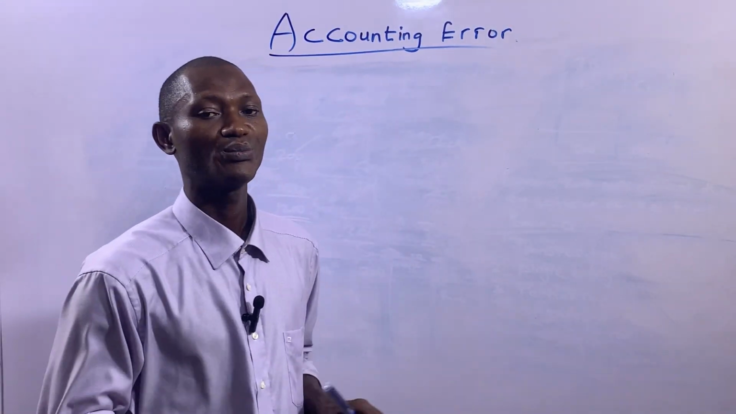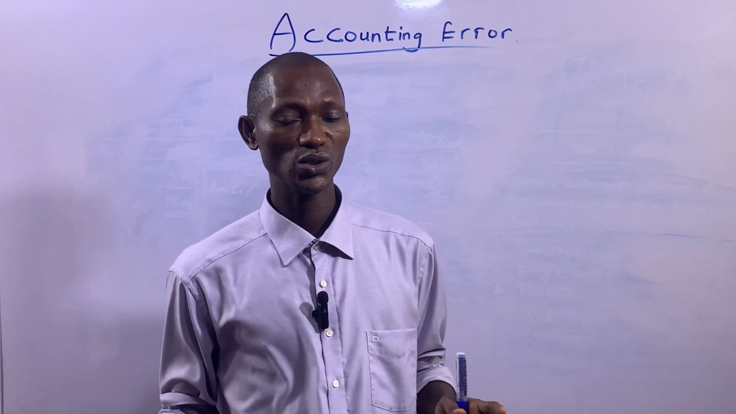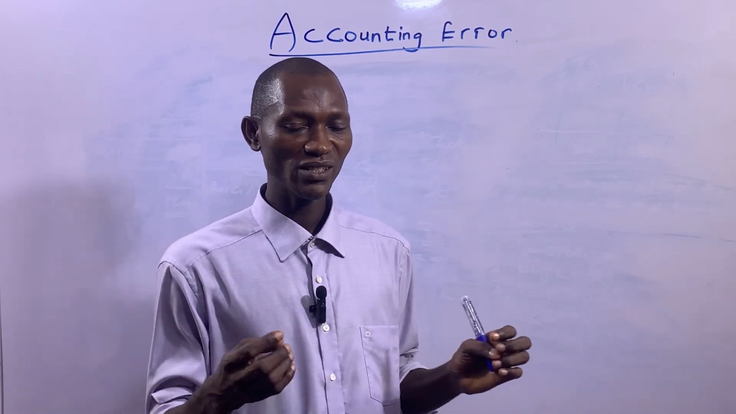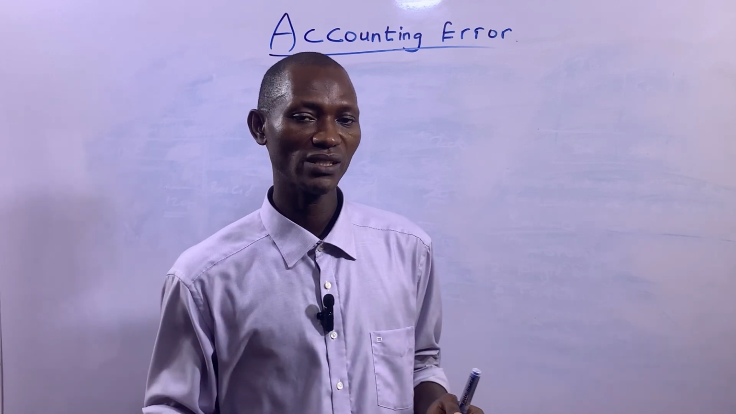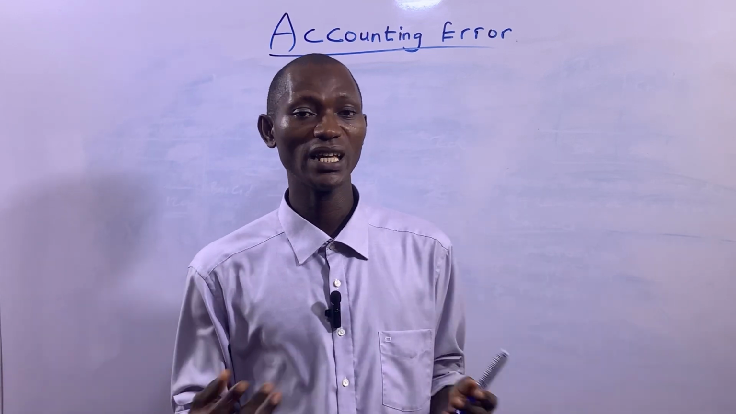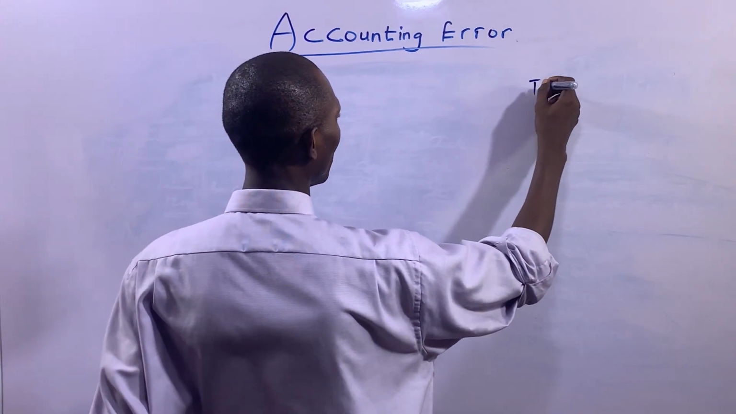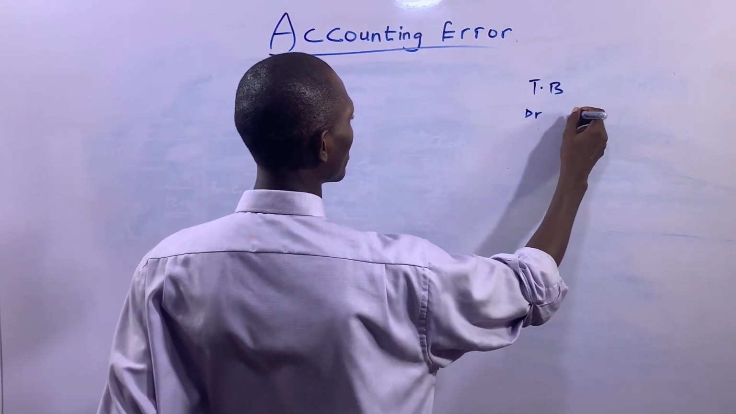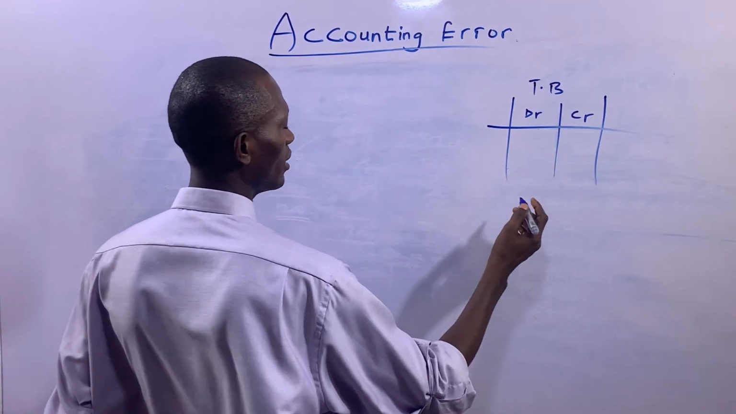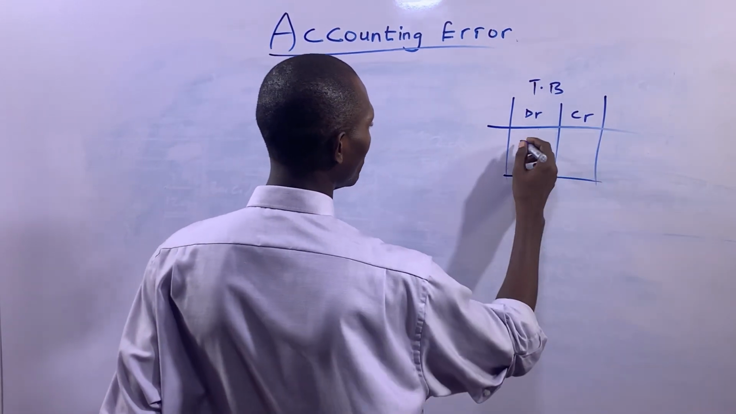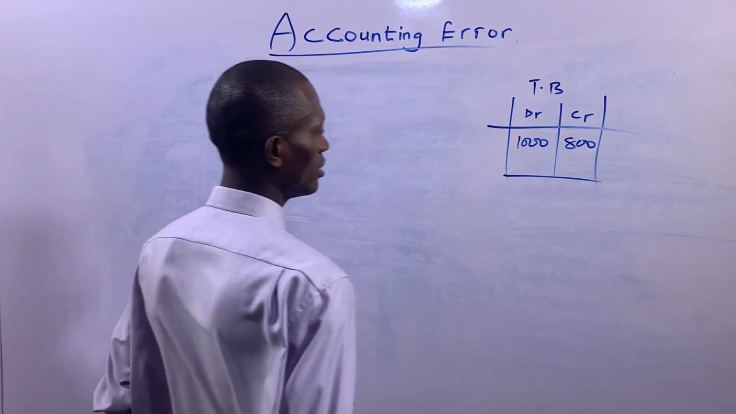So recall that when the two sides of the trial balance fail to agree, the difference between the two sides will be taken and stated in the suspense account as a difference or balance brought forward, whichever way. This is what I mean. So let's say we have a trial balance and we have debits and credits. Then let's say here we have 1000. Then here we have 800.